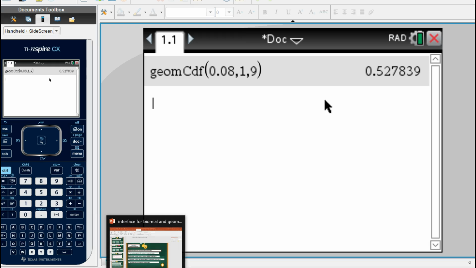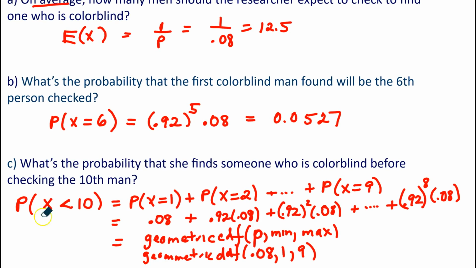I'll be doing an additional training on the use of the calculator in a separate video, and I do hope that this helps give you some understanding of how to use geometric distributions.